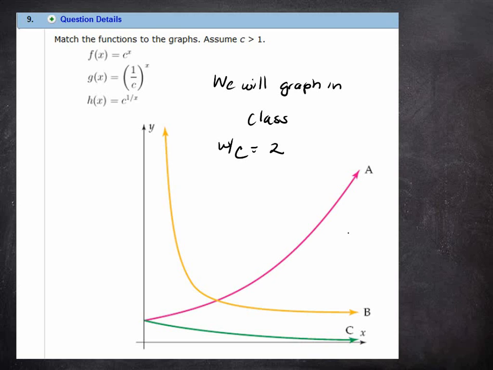Graph with c equals 2, because they said assume c is greater than 1. So plug in c equals 2 and see what shape you get for each of these 3 pictures. One is 2 to the x, the other one would be 1 over 2 in parentheses to the x, and the last one would be 2 raised to the 1 over x. And then you can easily tell what the answer is supposed to be.